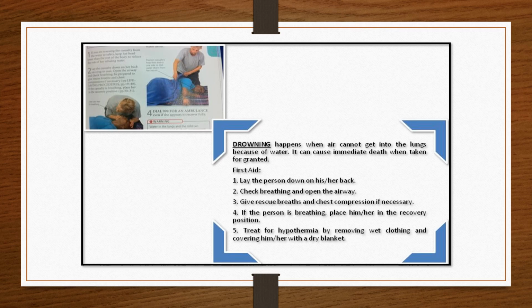Drowning happens when air cannot get into the lungs because of water. It can cause immediate death when taken for granted. First aid: lay the person on his or her back, check breathing and open the airway, give rescue breaths and chest compressions if necessary. If the person is breathing, place him or her in the recovery position. Treat for hypothermia by removing wet clothing and covering him or her with a dry blanket.